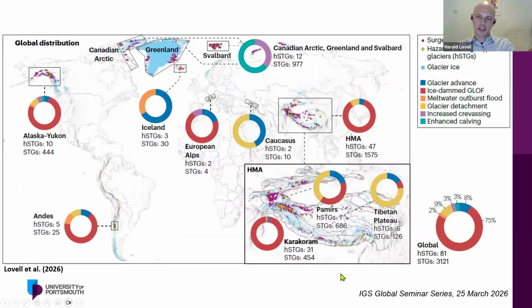And then we looked at a global analysis of where these different hazards are. So we identified at least 80 surge-type glaciers which have caused disruption and hazards out and about there, and you can see that they're spread across most of the main clusters. The main type of issue we find is particularly ice-dammed glacial lake outburst floods, particularly in the Karakoram, as a really high percentage. And obviously when you move up into the Arctic, it's more potential enhanced calving affecting shipping and tourism, and increased crevassing as well.